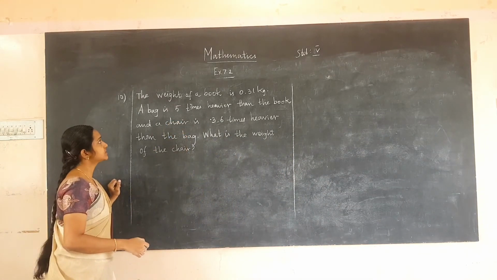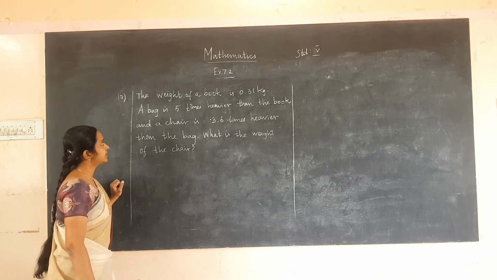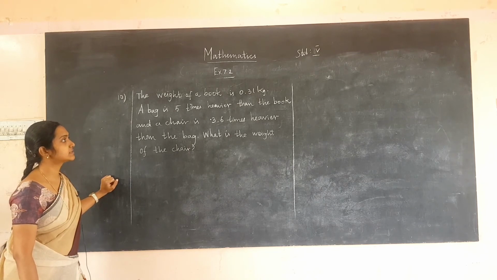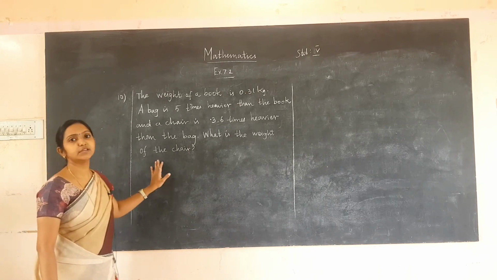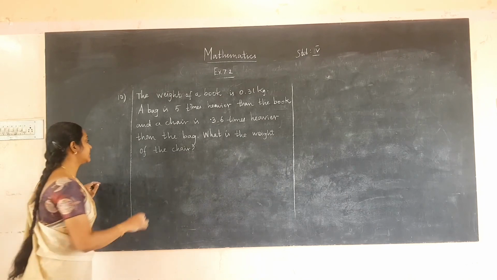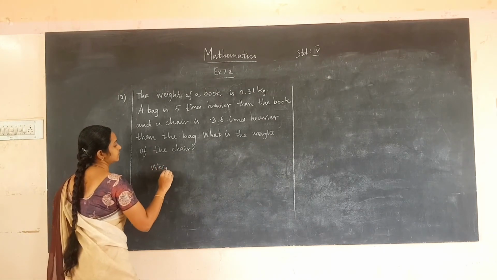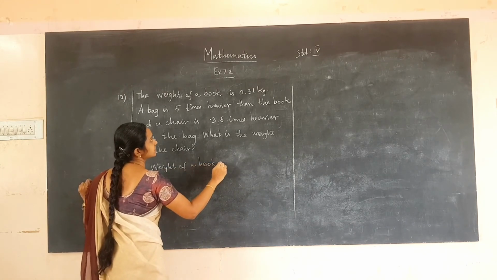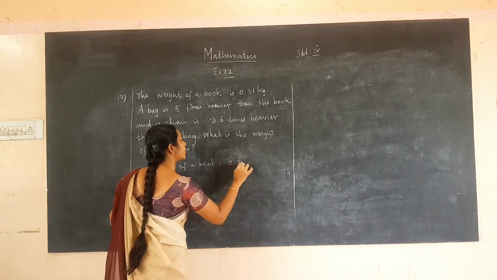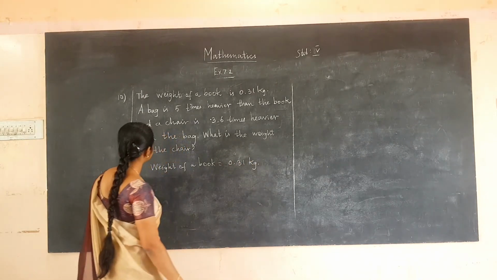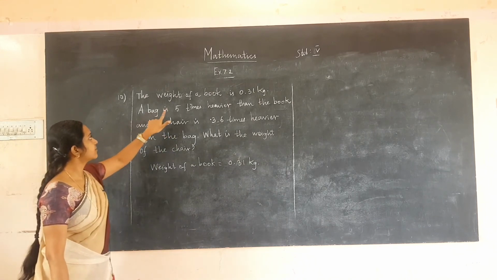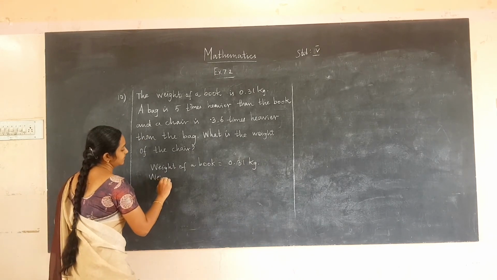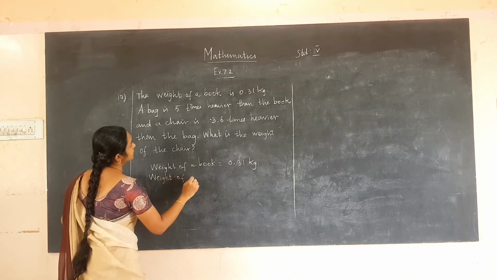The 10th question is, the weight of a book is 0.31 kg, a bag is 5 times heavier than the book, and a chair is 3.6 times heavier than the bag. What is the weight of the chair? First write what is given. Weight of a book is given as 0.31 kg. A bag is 5 times heavier than the book. So now we are going to find the weight of the bag.